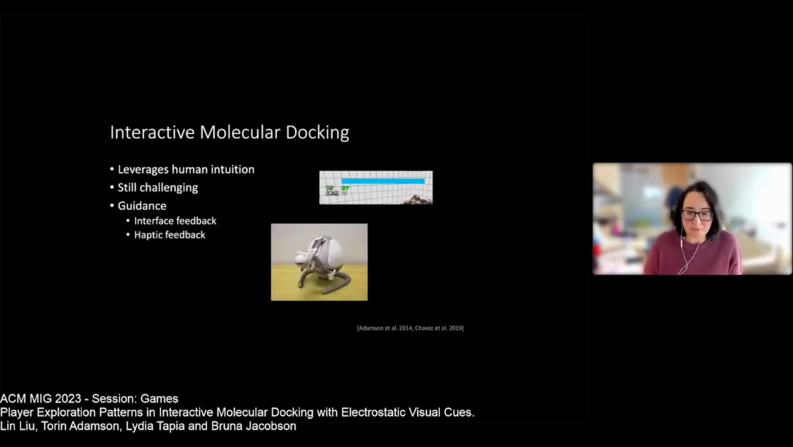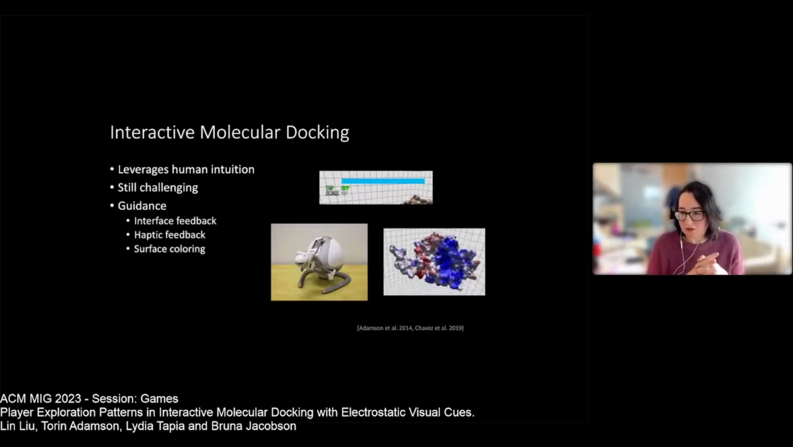The game can also have some haptic feedback if there is a force, so you can actually feel the forces between the molecules. And if you happen to get the ligand and the receptor colliding with each other, you can feel a repulsion force with the haptic device.